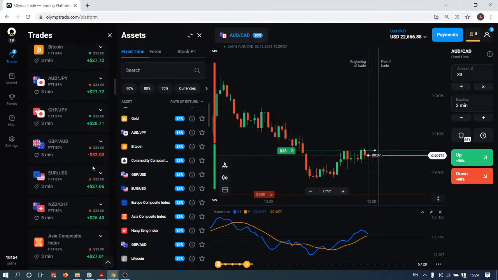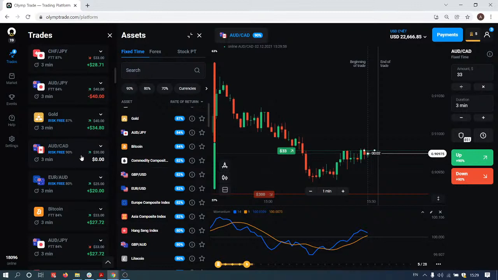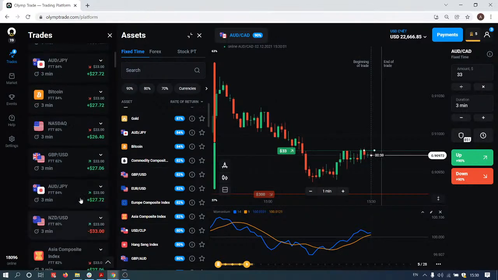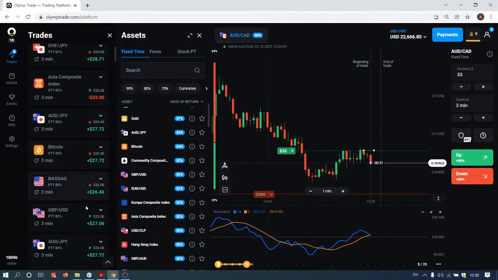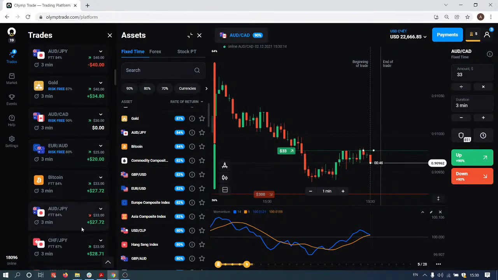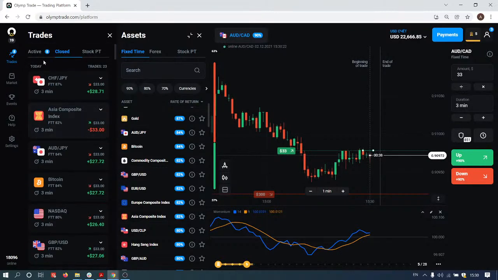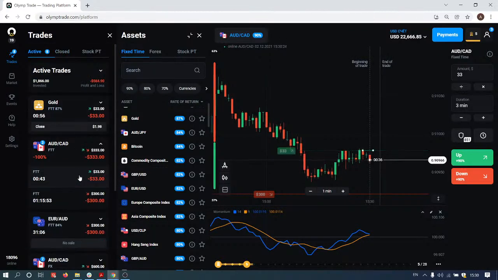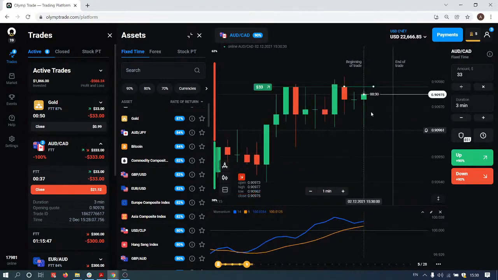Okay, I want to calculate my winning trades and losing trades. So my losing trades are 1, 2, 3, 4, 5, 6. So I have six losing trades so far, and I have 16 winning trades. Wow. And I also have 2 more trades, so we'll see how they close. So 40 seconds to go on this one.